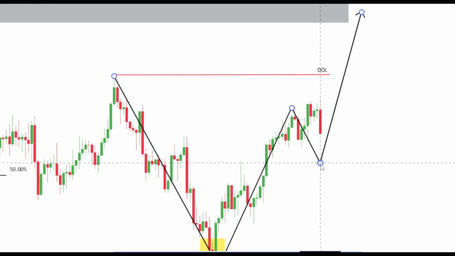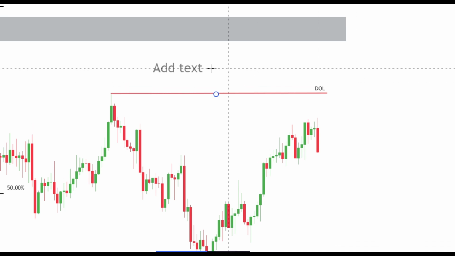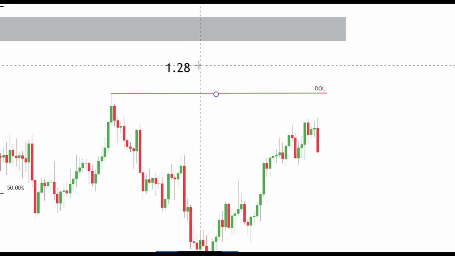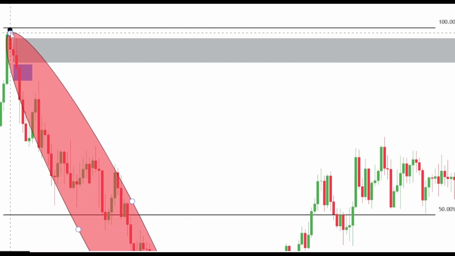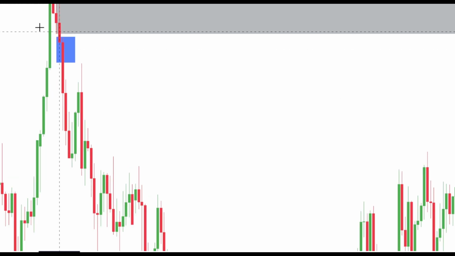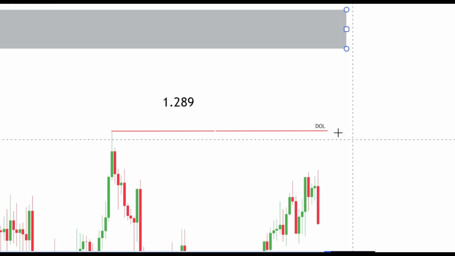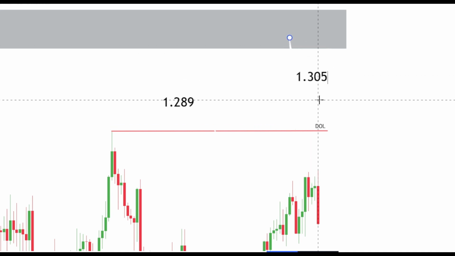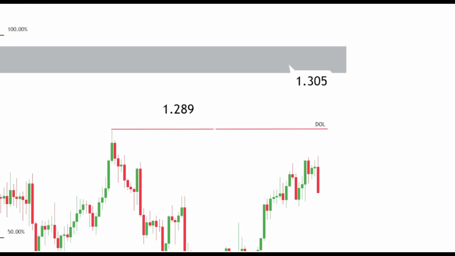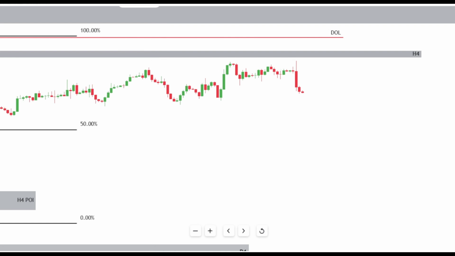Now, this drawn liquidity I expect to get mitigated or swept at some point. So this drawn liquidity is at 1.289. But ultimately, what we had over here is we had price giving us an extreme POI, an extreme fair value gap just over here. This is an extreme POI. And so from here, what's this POI targeted at? So this is 1.305. Now, the ultimate target for GBP/USD is to target 1.305.